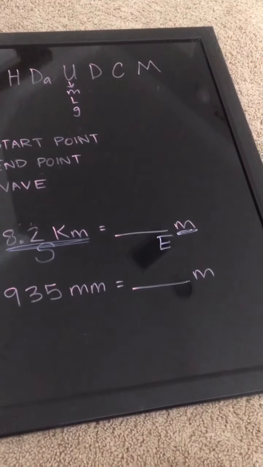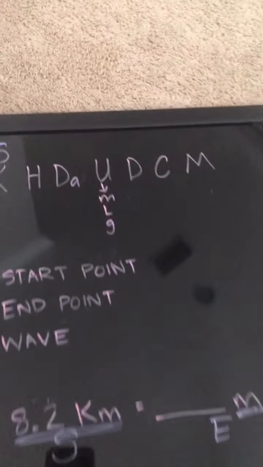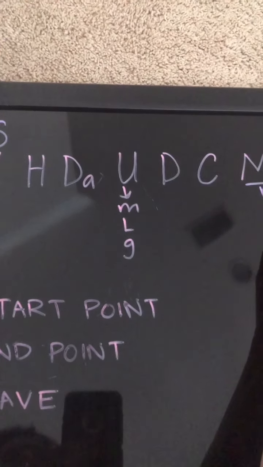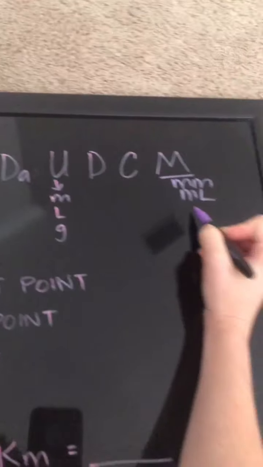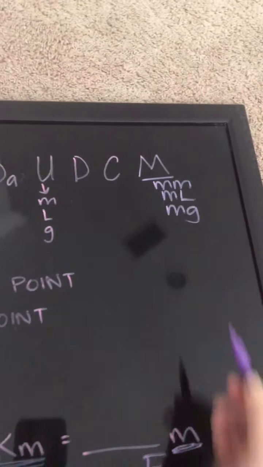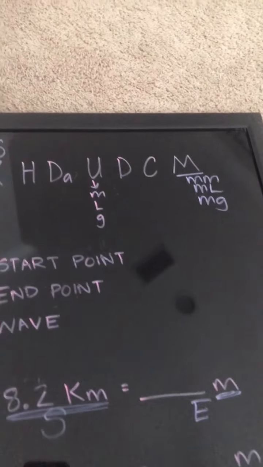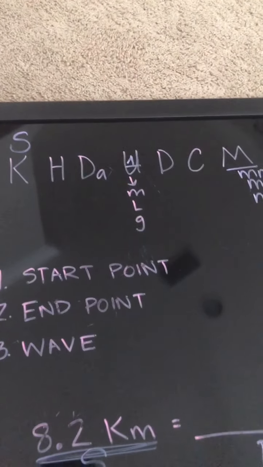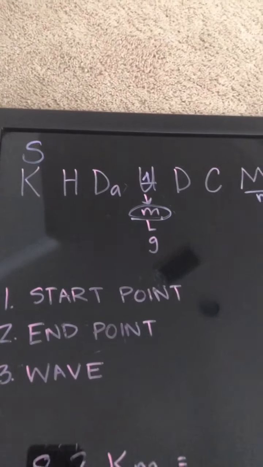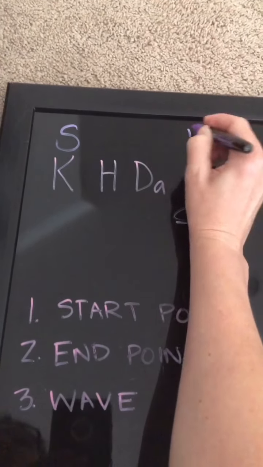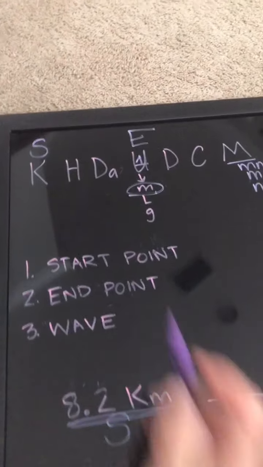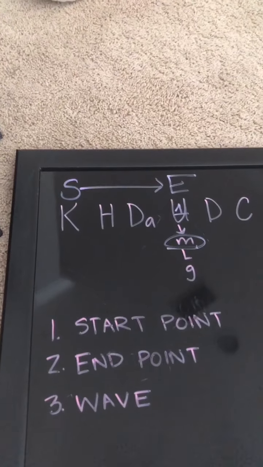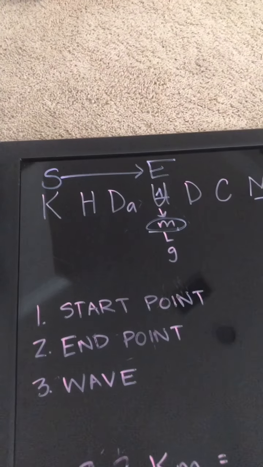So now I'm going to go and find where is 1M. Yes, I see that this is an M, but this stands for millimeters or milliliters or milligrams. So it's not 1M. 1M is under the U because you are one person. So meters is here. So I'm going to put an E for endpoint. So this is my start point and I'm going towards my endpoint. So I'm going to be moving to the right.